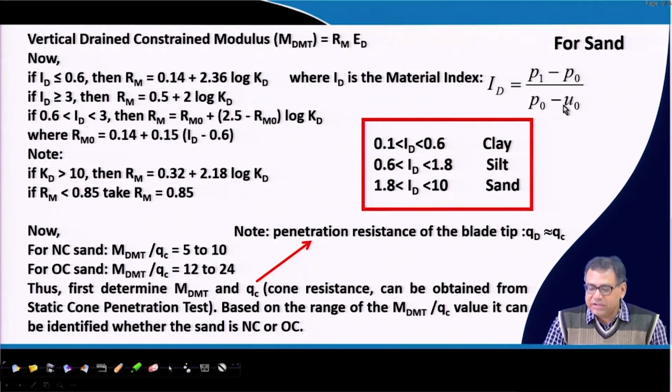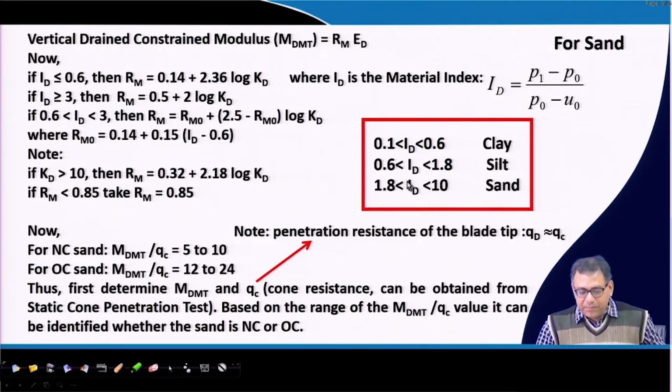So, P1, P0, U0 I have already explained. This ID, the material index, I have to calculate. Based on this ID I can identify the soil type also. If your ID is less than 0.6 and greater than 0.1, then it is clay. If it is less than 1.8 and greater than 0.6, then it is silt. If it is within 1.8 to 10, then it is sand.